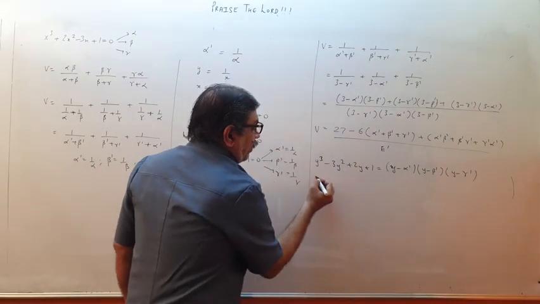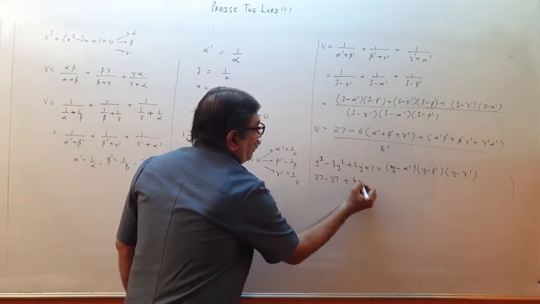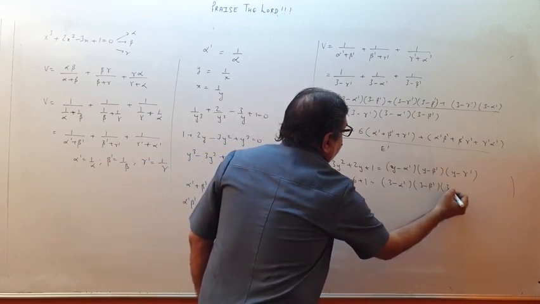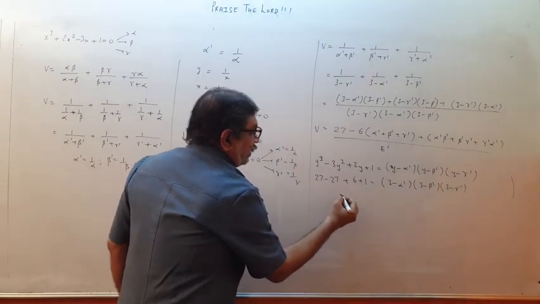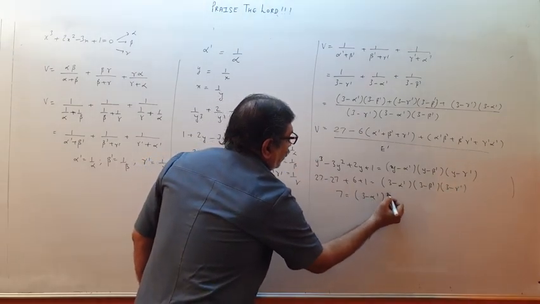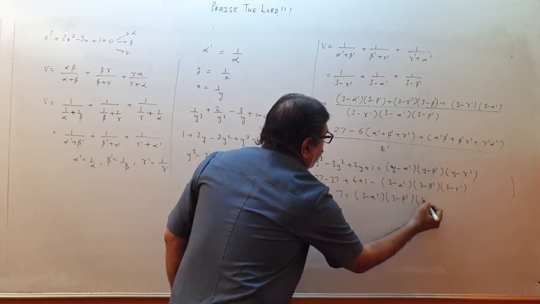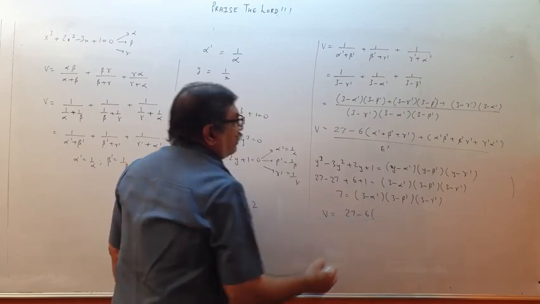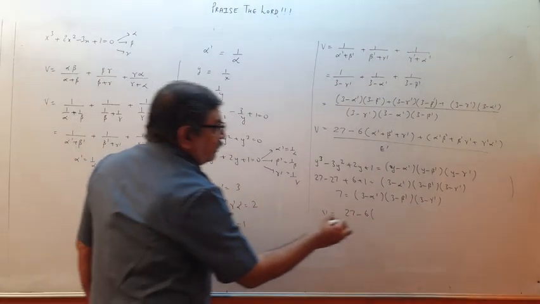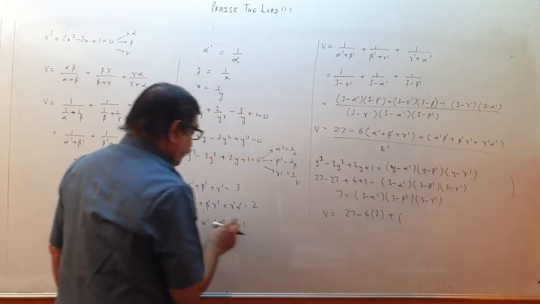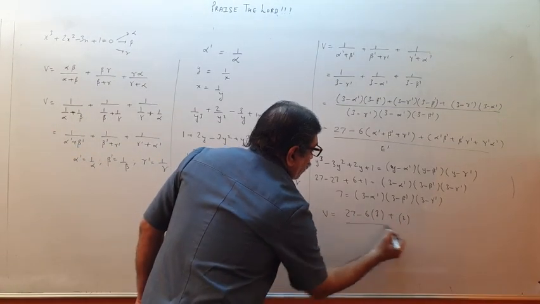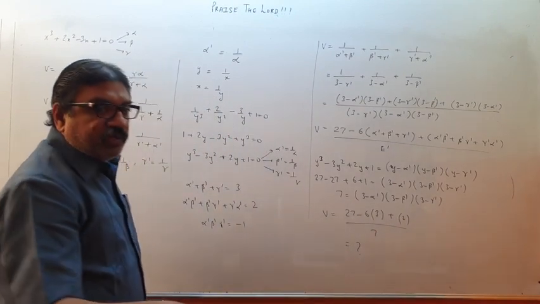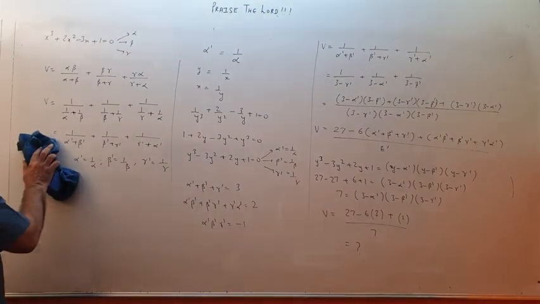If I take y as 3, this becomes 27 minus 27 plus 6 plus 1, equal to 3 minus alpha dash, 3 minus beta dash, 3 minus gamma dash. So 7 is equal to 3 minus alpha dash, 3 minus beta dash and 3 minus gamma dash. Then you put over here. The value becomes 27 minus 6 into alpha dash plus beta dash plus gamma dash, that is 3, plus the sum of products, which was 2. And this denominator is 7. We get the answer like this by twisting. Okay, please pause and copy.